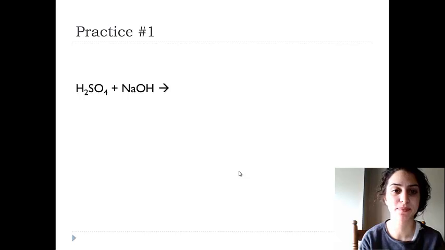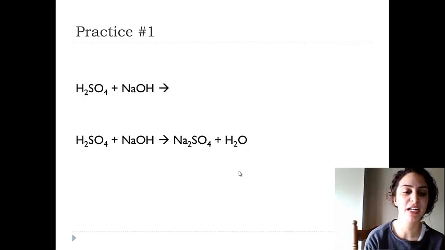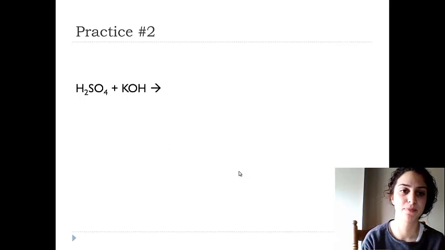Alright, let's see how you did. Here are our products. We have sodium sulfate and water. Hopefully you got it right. We took the cation of the first plus the anion of the second, and then the cation of the second plus the anion of the first.